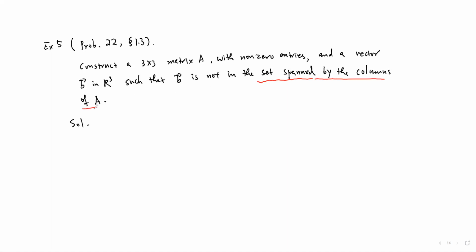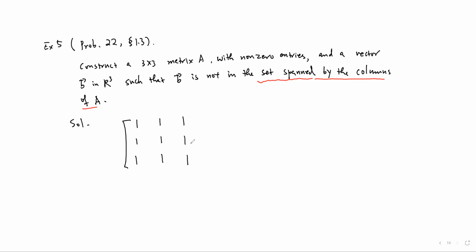All right, now let me try. Let me make my construction as simple as possible. Non-zero, so 1, 1, 1 for the first column, 1, 1, 1 for the second column, 1, 1, 1 for the third. So all the columns are the same.